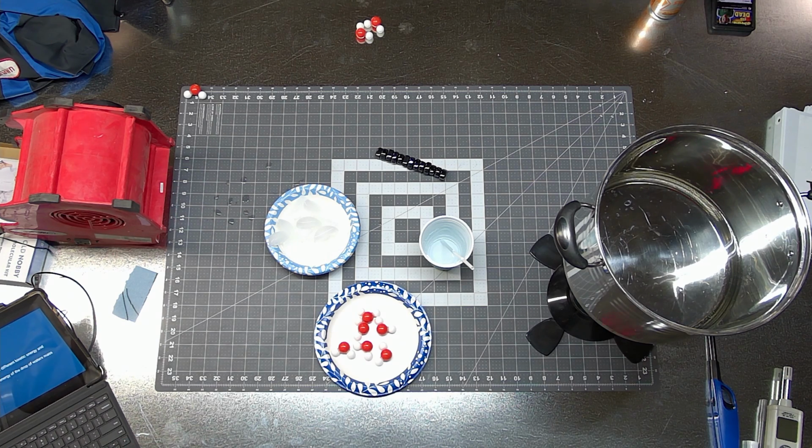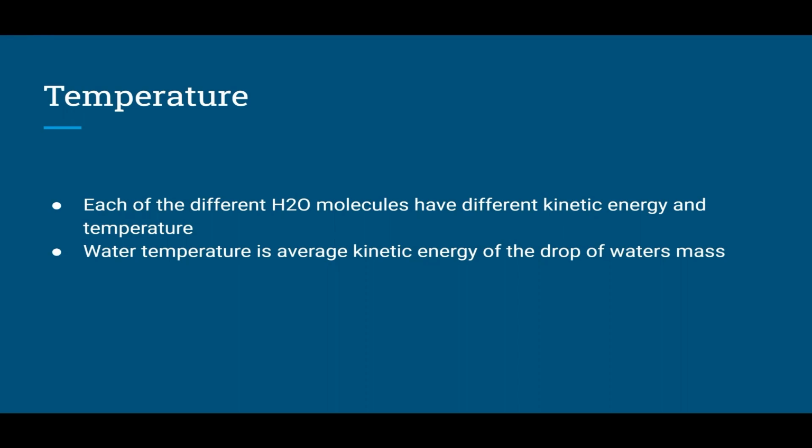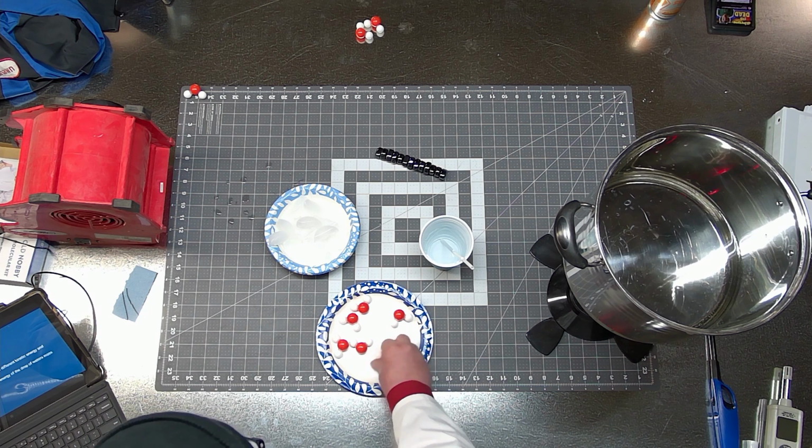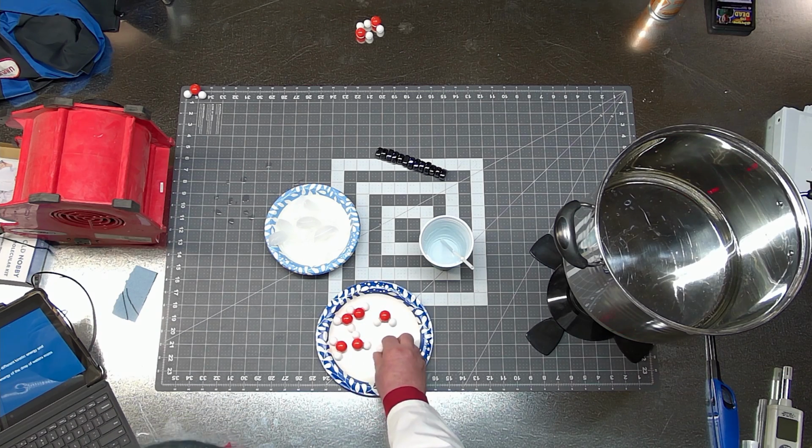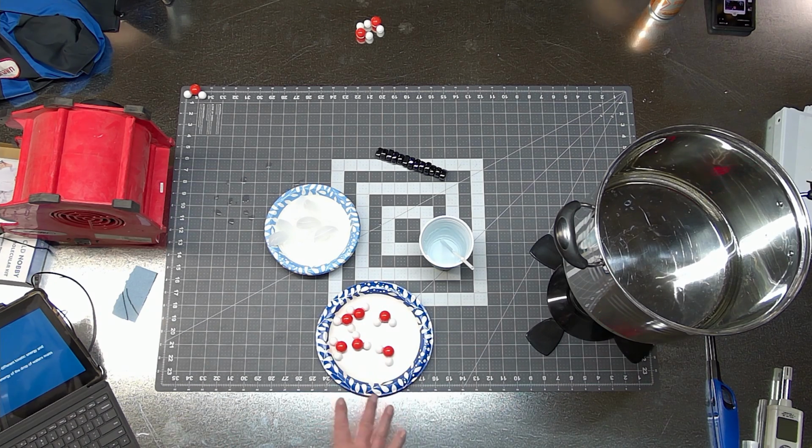Each different H2O molecule will have a different kinetic energy and temperature. Water temperature is the average kinetic energy of all the drops in the mass. So this one's going to have maybe a little bit more kinetic energy than this one, but they're all going to be moving around. Okay? And if this one's moving faster than this one, and this one, and this one, and they all have different kinetic energy, then the temperature is going to be the average of the mass. Okay?